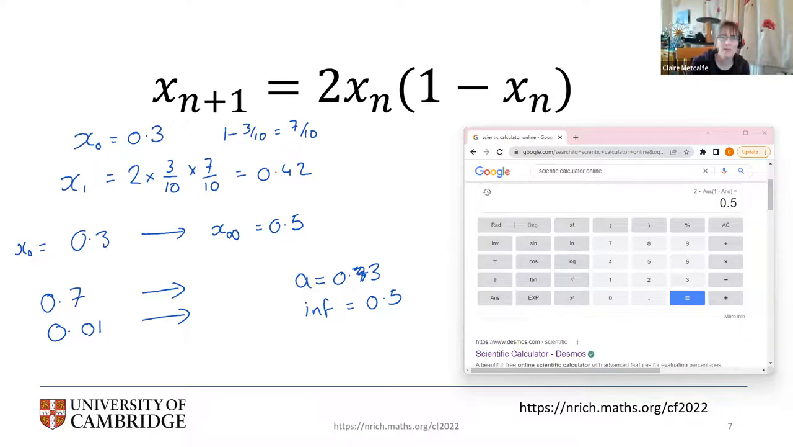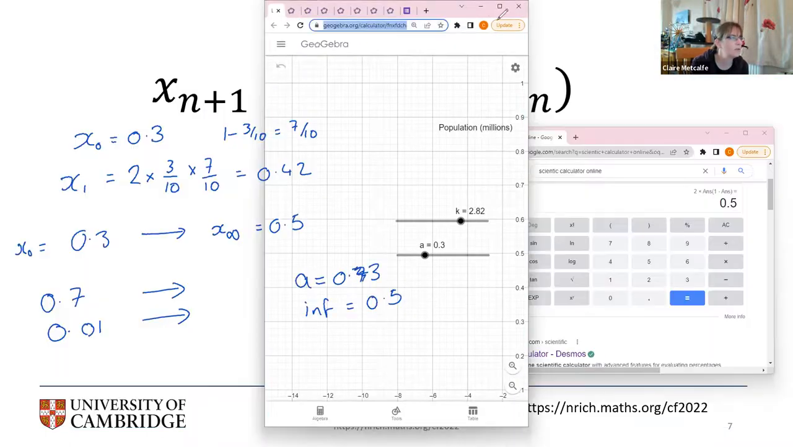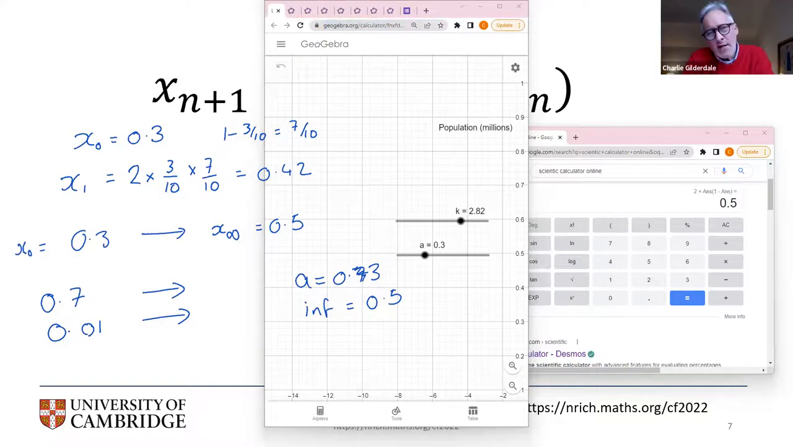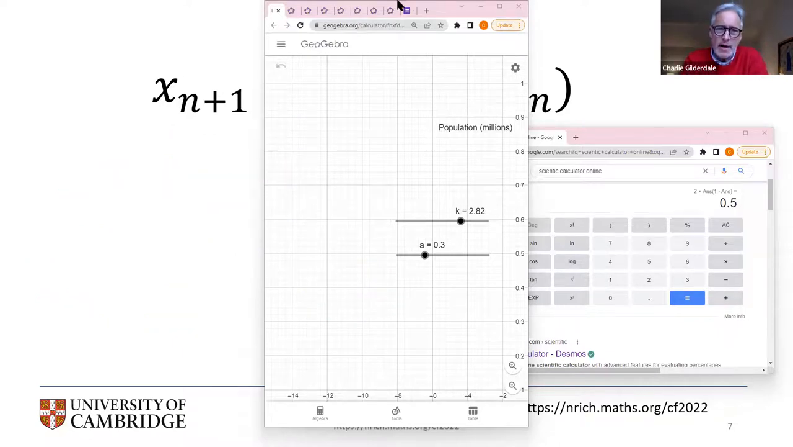One of the things that we've done is, because trying to use a calculator takes a bit of time, we've actually created a GeoGebra page for you. So if I try and show you what it looks like, can I ask a question about what we've just done? Can we go back to the algebraic expression? Yep.